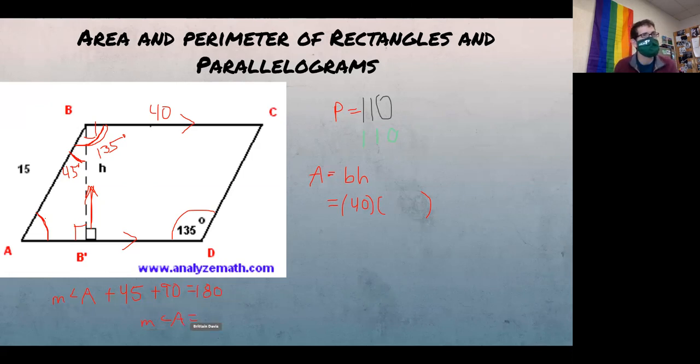What is it? 45. Now, notice this is not drawn correctly. If this is really a 45, 45, 90, it would look very different. So it's not drawn to scale. It's not drawn accurately. You just have to look out for that and be aware that it will happen in certain diagrams.